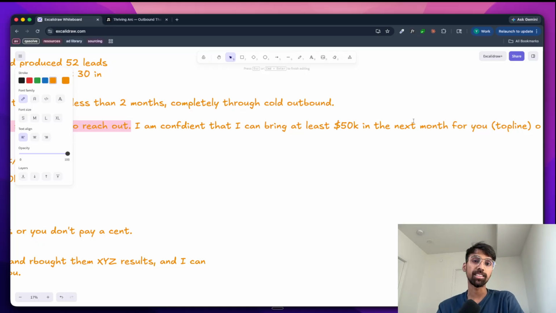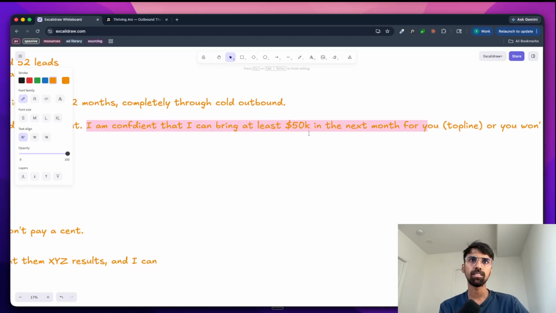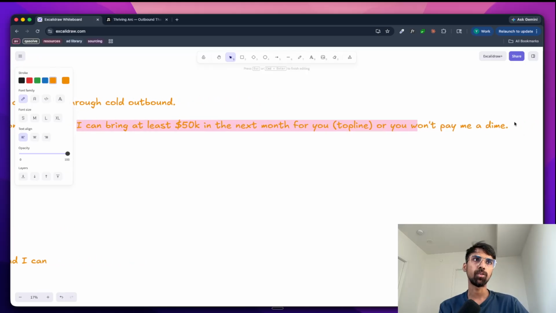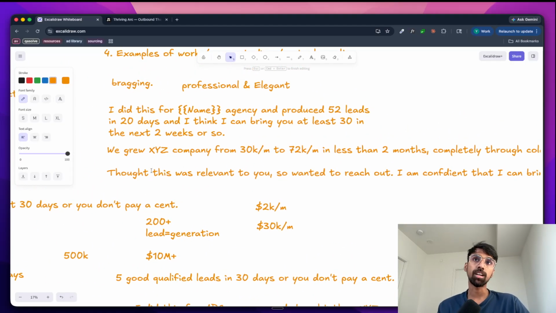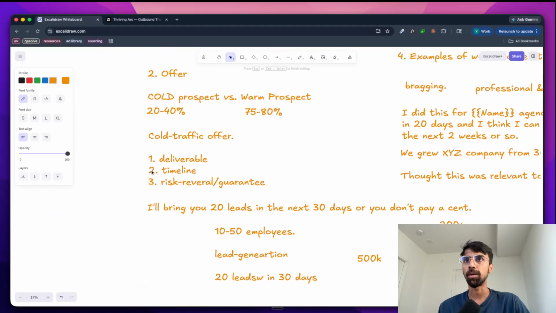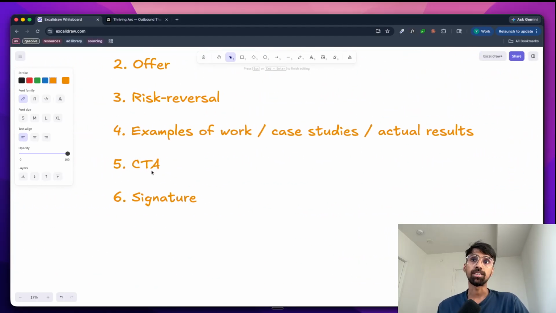The market can essentially surprise you, so you should test different offers, obviously. The other thing good about this is that this is your offer, you know, the risk reversal and the guarantee that you won't pay anything if you can't add like 50K in top line revenue. So yeah, this is how you write copy. This is how you construct different components of the email that actually converts.